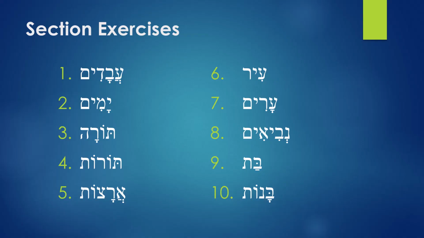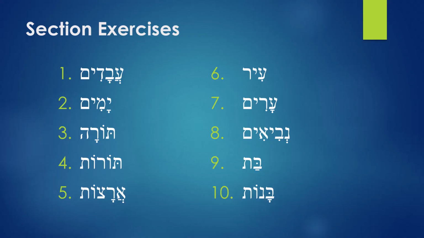So here are the answers. On the first word, we have the word avadim. Avadim is a masculine plural word. Why? Because of that im ending. Remember, im is masculine plural. It comes from the word eved. Eved means servant. So avadim is servants.